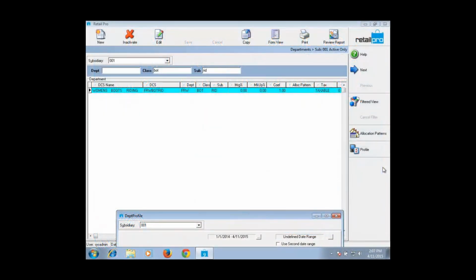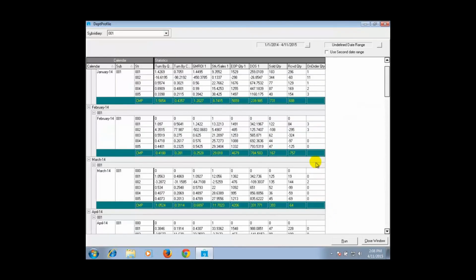Let's look at how you can find turn inside Retail Pro. You can look at it on an item level or on a style level. For some of these other stats, other than days of supply, I really like to look at them on the department level or on the vendor level. So what I did here was I found this department, and then you can hit the profile button and you get this screen. You can always choose your date range, and you can figure out what's going on.